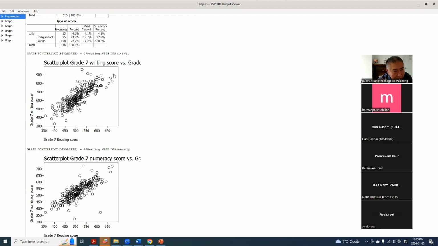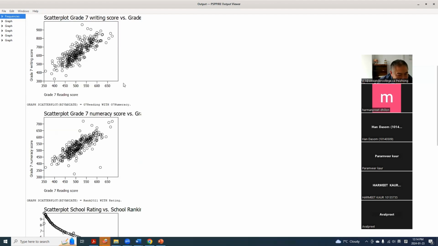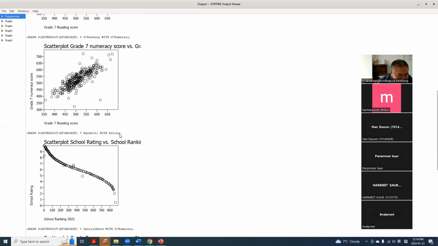Correlation research gives you a lot of good information. It tells you which variables are related to which. Reading is related to writing. They move in the same direction. Reading is strongly related to numeracy. They move in the same direction. Schools that have high reading scores also have high writing scores.